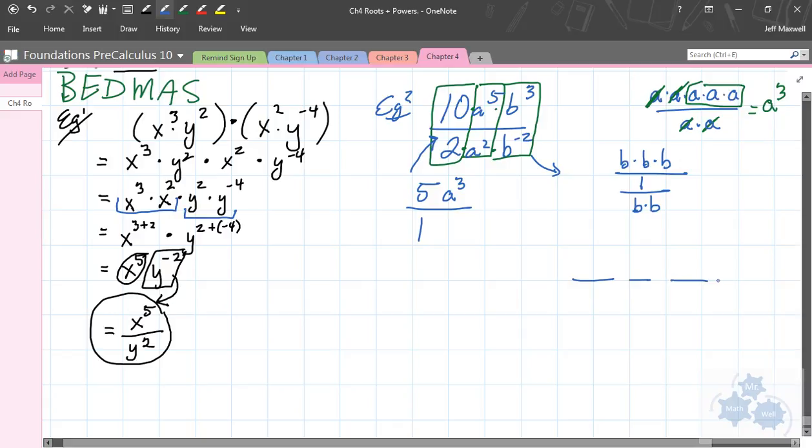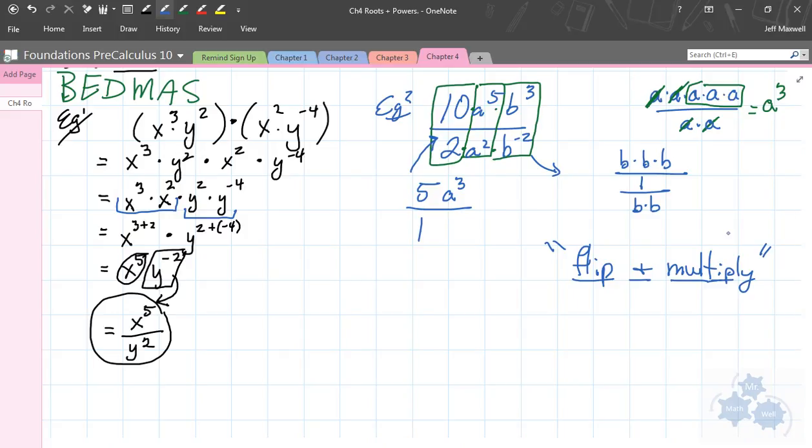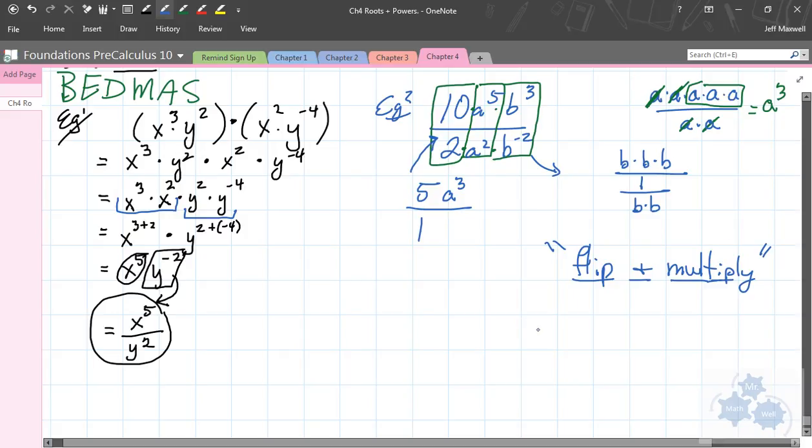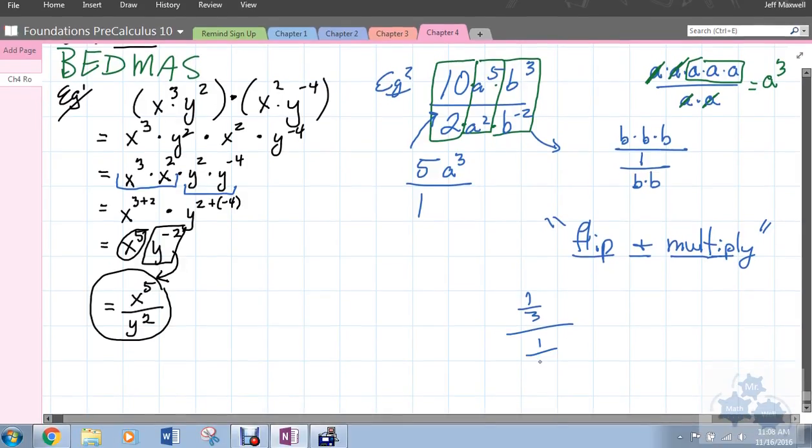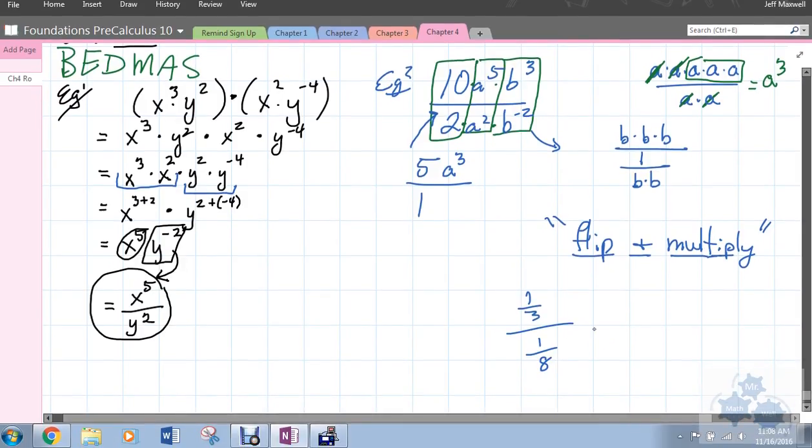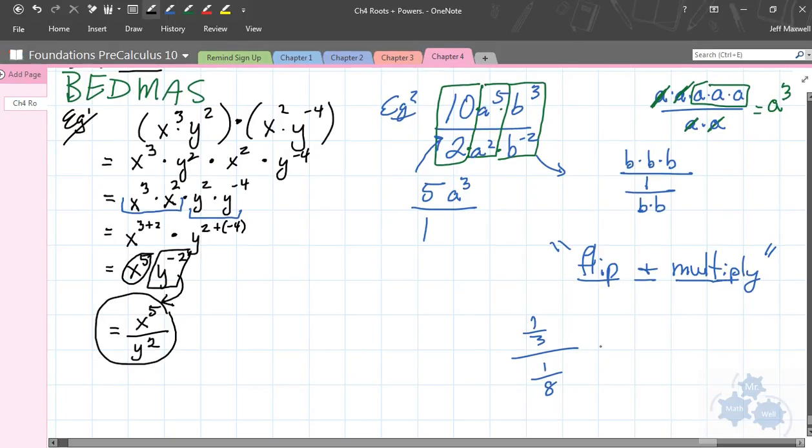Flip and multiply. Anybody remember this little rule? Flip and multiply. Did you just guess that? Really? You guys never heard this before? When you divide by a fraction, you don't remember that? Flip, multiply? Really? Serious? Like 1/3 divided by 1/8? You don't remember how to do that? Come on. Yes, you've been taught this, absolutely for sure.